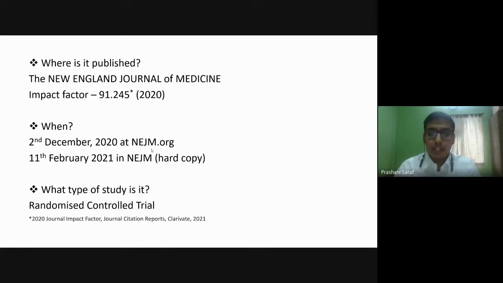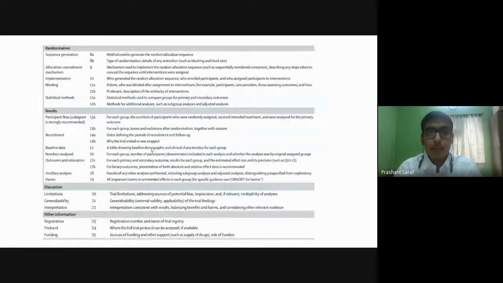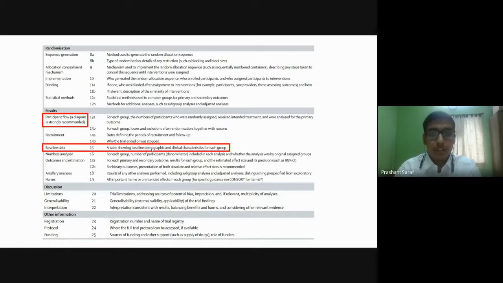And this is a type of randomized control trial. I have referred to the CONSORT 2010 statement, which is a 25-item checklist, and CONSORT stands for Consolidated Standards of Reporting Trials. So they tell us how a randomized control trial should be reported. Important points are the participant flow. That is, a diagram is strongly recommended in the paper, like how the participants were recruited and how the treatment proceeded. And apart from it, the baseline data, that is a table showing the demographics and the clinical characteristics of the group at the starting of the trial, so that we get the information if the groups that were assigned, like the control group and the active trial group, were having similar characteristics.